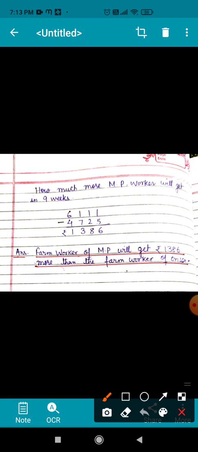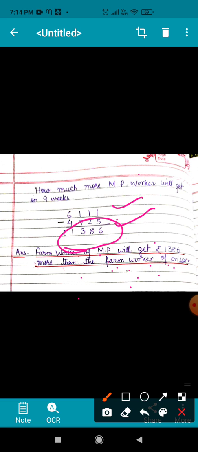Now when we will compare how much more an MP worker will get in 9 weeks, then what you will do? You will subtract the numbers. So 6,111, that is the salary of the MP worker, and 4,725 is the salary of the Odisha worker. When you have subtracted, you have got 1,386. It means the farm worker of Madhya Pradesh will get rupees 1,386 more than the farm worker of Odisha.